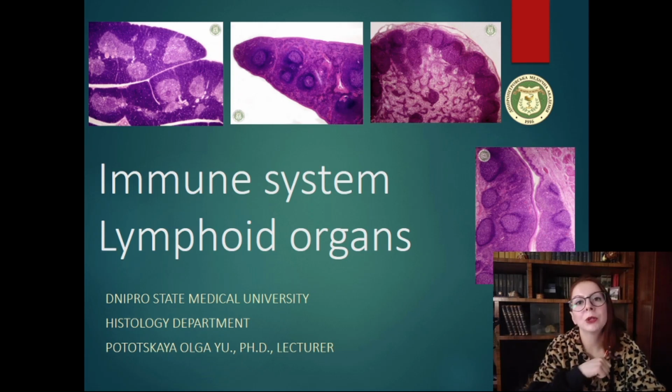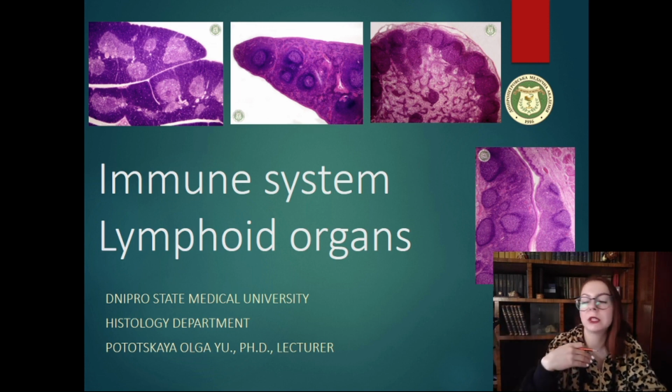Hello everyone, today we are going to talk about the immune system and central lymphoid organs. Before doing that, at the beginning of the lecture, we are going to cover the basics of our immunity, how immunocompetent cells interact with one another. For example, how B cells get activated, how antigen-presenting cells activate T cells, and so on.